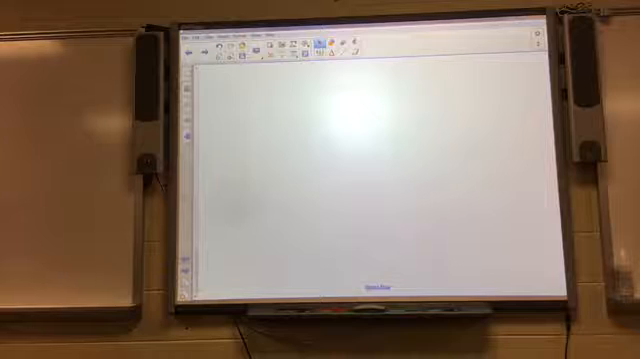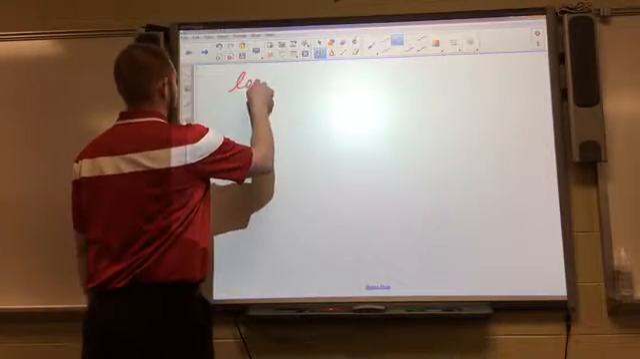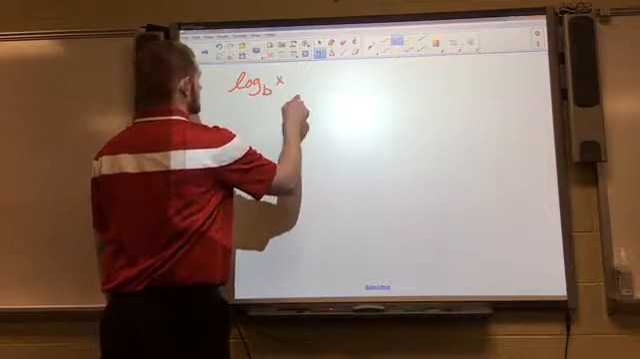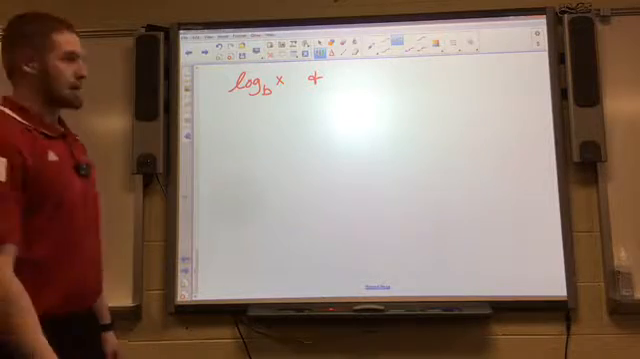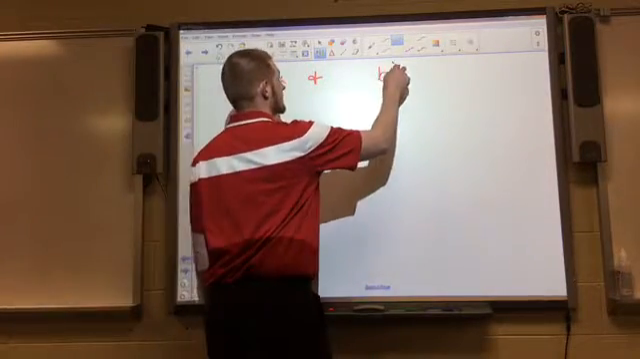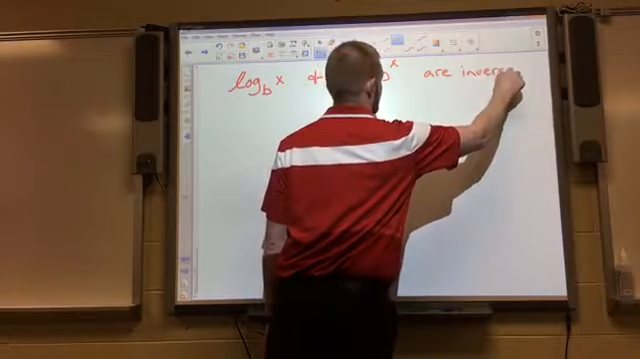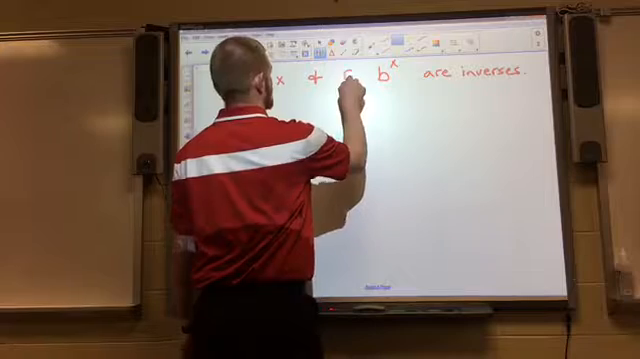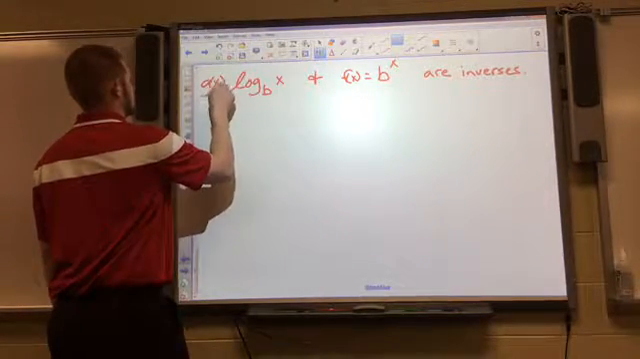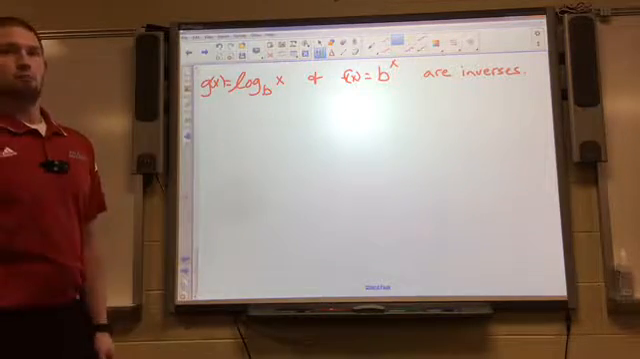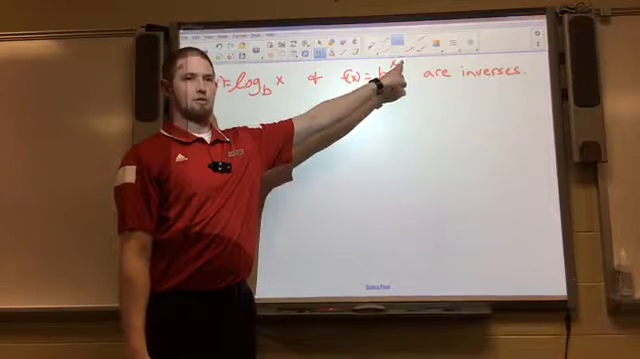The first thing you need to understand is that log base b of x and b to the x are inverses of each other. So maybe this one is f of x, maybe this one is g of x. Okay? But log base b of x and b to the x power are inverses of each other.